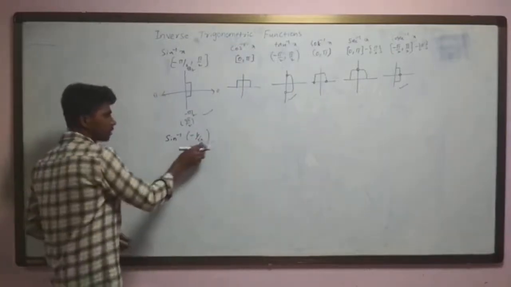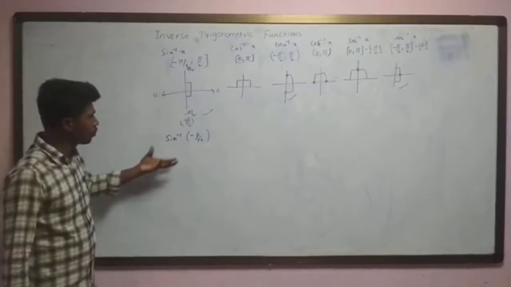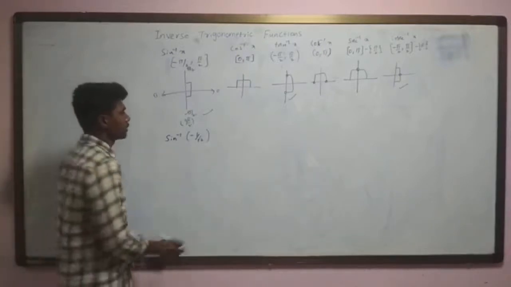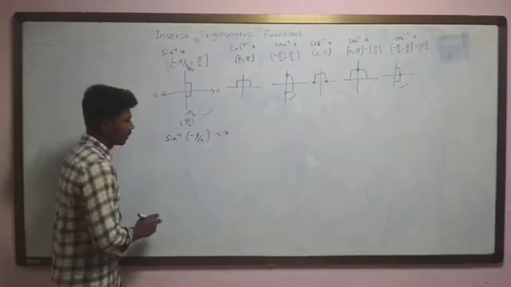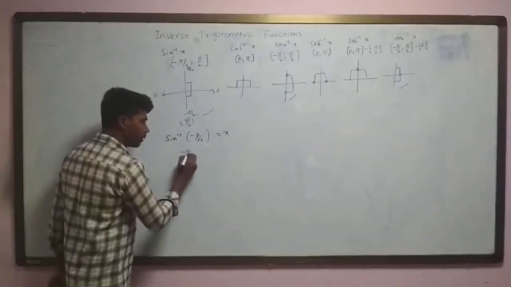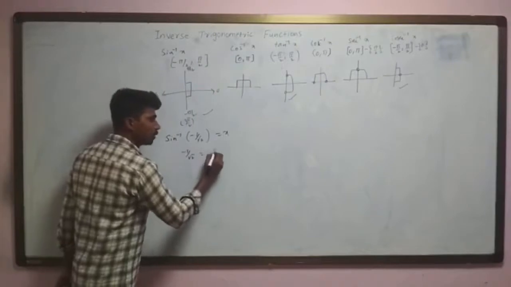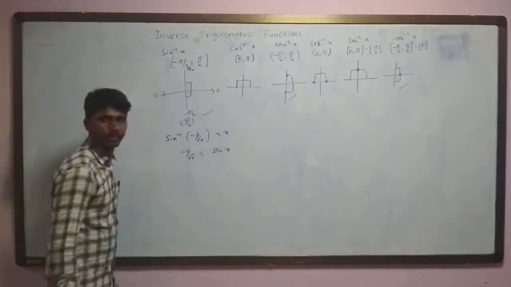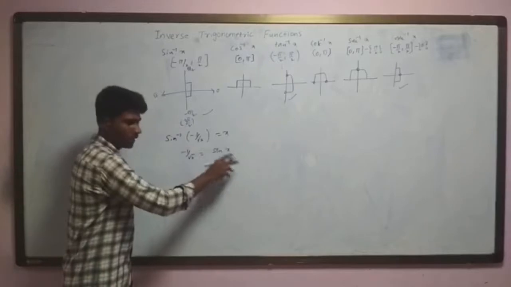Find sin inverse of minus 1 by root 2. Whatever the value given, take the value as x. Now sin inverse of something is x, so we can transpose to the right side, and we get minus 1 by root 2 is equal to sin x.